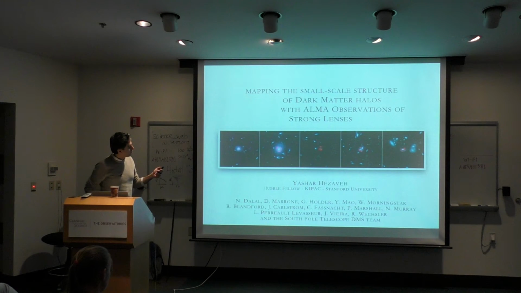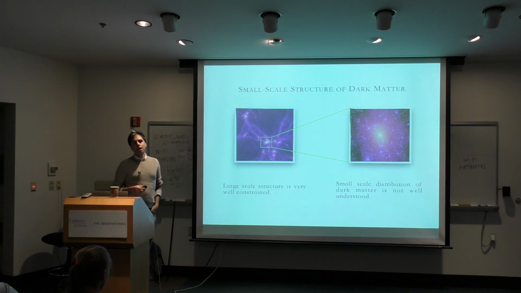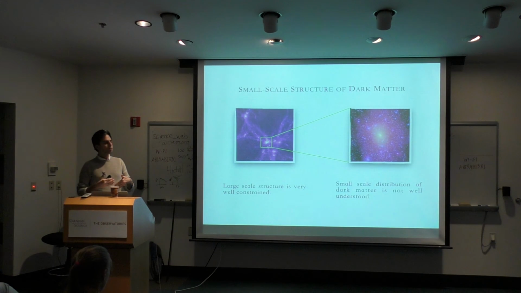Let me step back a little bit and give an overview and science motivation for this. In the past few decades, we've measured the large-scale structure of the universe very accurately, with high precision, with many different probes like the CMB, BAO, galaxy correlation, weak lensing. And so we know that this large-scale structure matches the predictions of our simplest model of dark matter, cold dark matter, very well, very accurately. So on these scales, things seem to be sorted out.